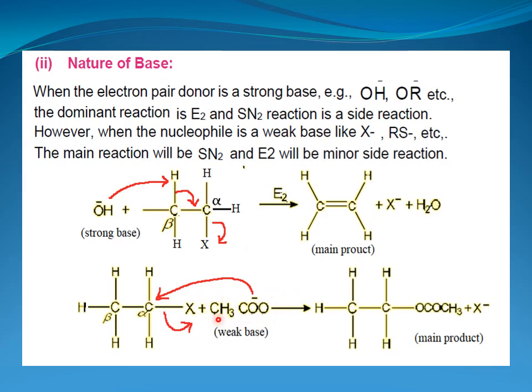It is a carboxylate ion, CH3, C double bond O, O negative, an acetate ion. It is a weaker base. A weak base is directly going to attack the alpha carbon, eliminating this X, giving you a substitution product. Now students, since it is a weak base, it has a weak tendency to abstract a proton from the beta carbon atom. That is why it is going to prefer substitution as compared to elimination.